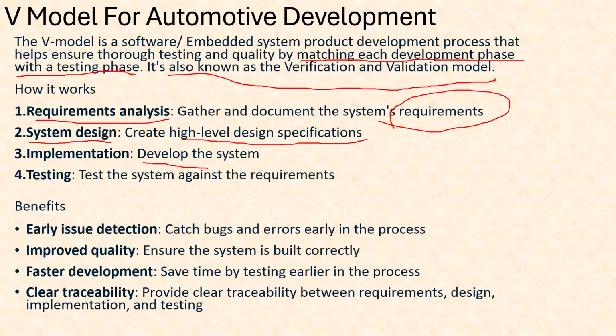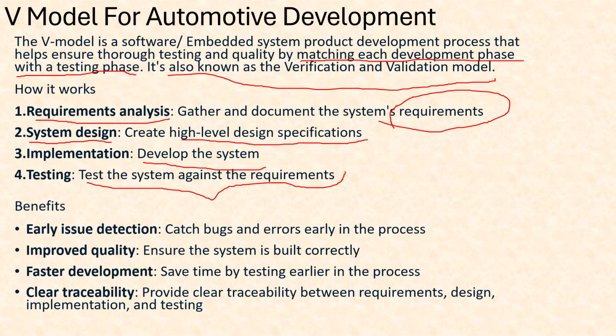Next is implementation. Develop the system. So, once the design specifications are developed, you develop the actual system and then you test the system against the requirements. Now, in case you are curious what this testing the system against requirements means, I will clearly explain. Now, what are the main benefits of this V model for automotive development?